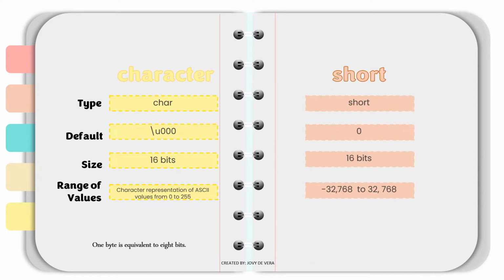Okay, the next one is short. So the default value of short is 0. It is 16 bits. Range of values from -32,768 to 32,767.